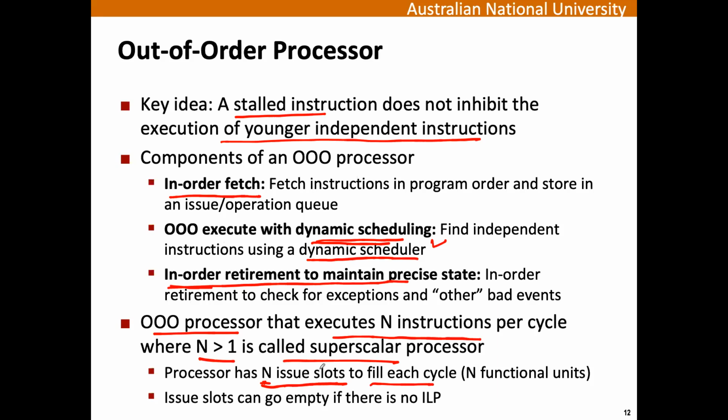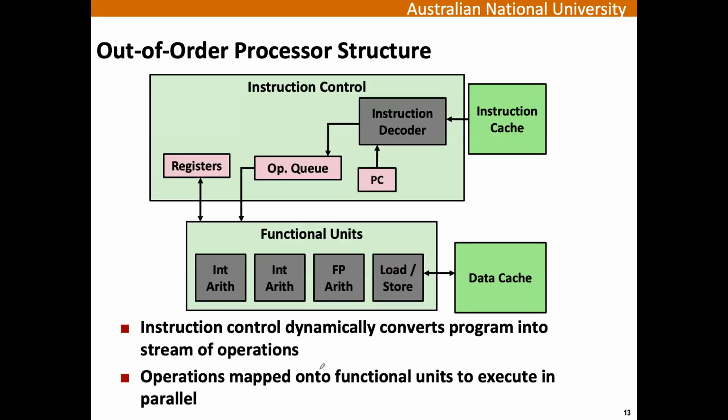And we say that each cycle, it tries to fill n issue slots. If there is no instruction level parallelism, if we are waiting for memory, all issue slots can go empty. Okay, so we're going to move to hyperthreading now.